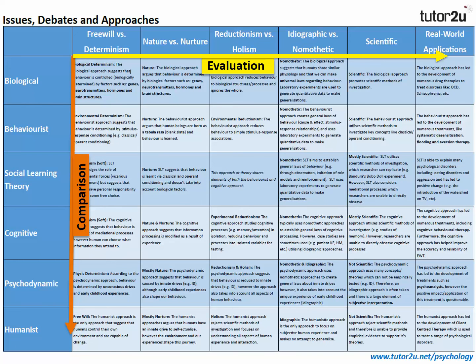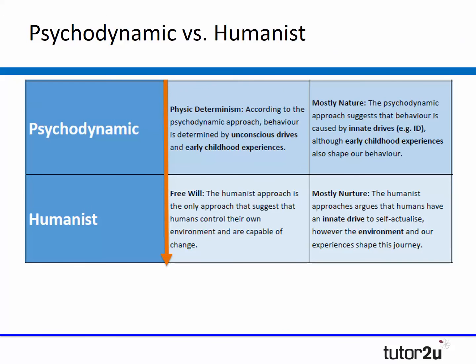Now, this is where the beauty of the table comes back in, because if they've completed this, if we now zoom in, so we know we're going to be using the columns, we zoom into psychodynamic and humanist, what we'll see is that, just by looking at those two columns, we've got a huge number of opportunities to compare and contrast. Straight away we can see the psychodynamic approach believes in psychic determinism. Humanism is the only approach that promotes free will. The psychodynamic approach is mostly nature. The humanist approach is mostly nurture. Perfect. We've got two contrasts straight away.